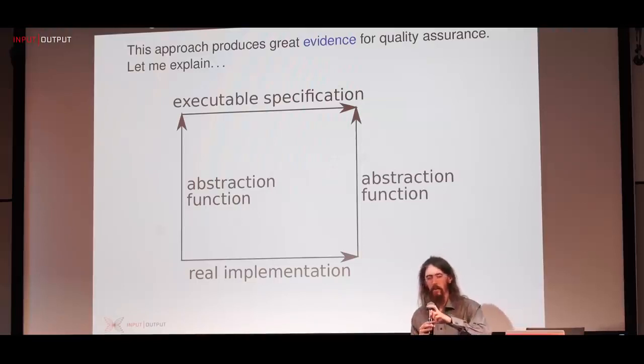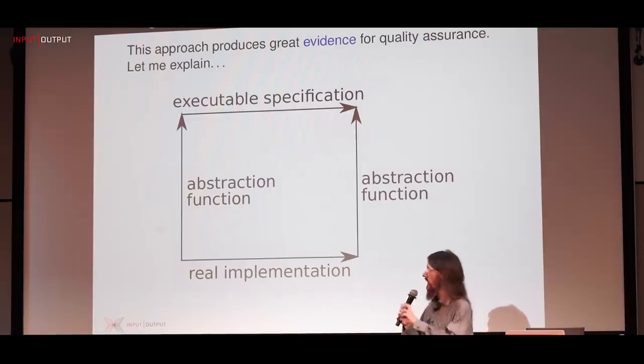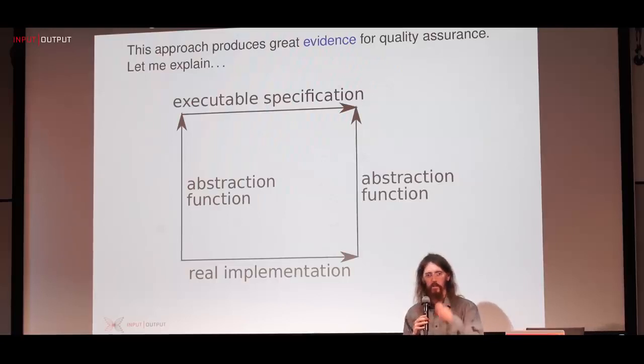So how do we relate to the real implementation, which has all of the inherent complexities, it has to do all the cryptography, et cetera, how do we relate that to the specification? Well, the answer is by an abstraction function. The abstraction function goes from the complex to the simple. It strips out the details and gives you back the same value, but in the simpler representation.